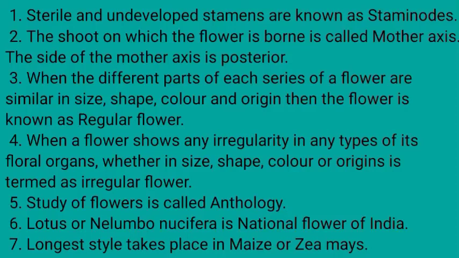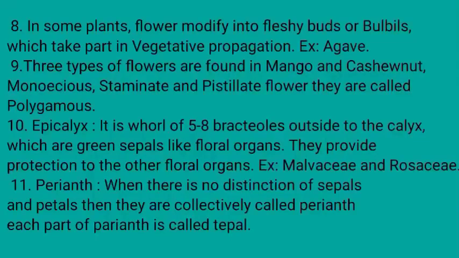The longest style is found in maize or Zea mays. In some plants, like agave, flowers are modified into fleshy buds or bulbils, which help in vegetative reproduction. Three types of flowers are found in mango and cashew nut. These flowers are monoecious, staminate, and pistillate flowers. They are called polygamous.